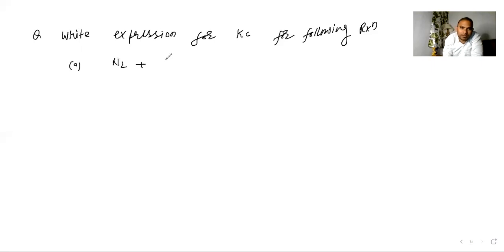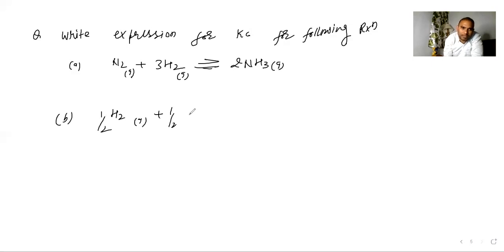A: N2 plus 3H2 gives 2NH3. This is a gas, this is a gas, this is a gas. And B: 1/2 H2 gas plus 1/2 I2 gas gives HI gas. This is the balanced one. They're asking this.